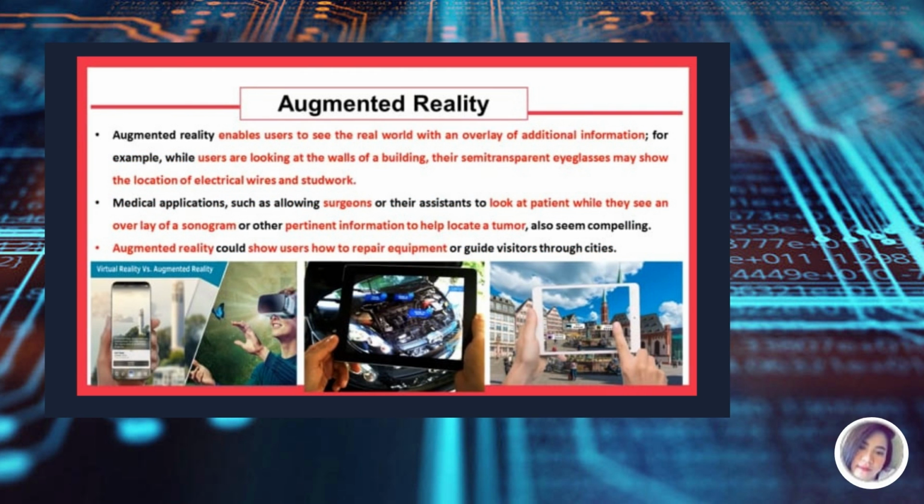Augmented reality enables users to see the real world with an overlay of additional information. For example, while users are looking at the walls of a building, their semi-transparent eyeglasses may show the location of electrical wires and stud work. Medical applications, such as allowing surgeons or their assistants to look at a patient while they see an overlay of a sonogram or other pertinent information to help locate a problem, also seem compelling. Augmented reality could show users how to repair equipment or guide visitors through cities.